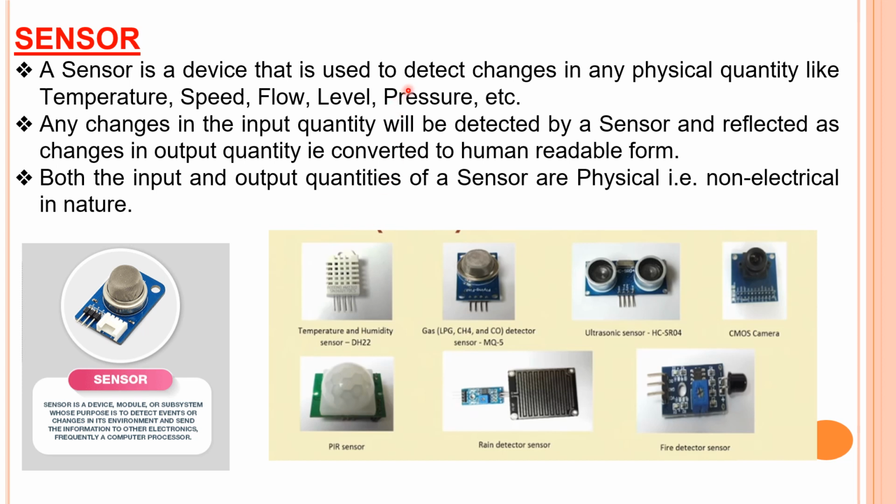A sensor is a device which converts any physical quantity, for example temperature, speed, pressure, etc., which is detected by the sensor and converted into an output quantity. Both are non-electrical quantities here. That's the major difference. It converts your input to output, both in non-electrical form. For example, temperature and humidity sensor, gas sensor, ultrasonic sensor, CMOS, PIR sensor, fire detector sensor, like this.